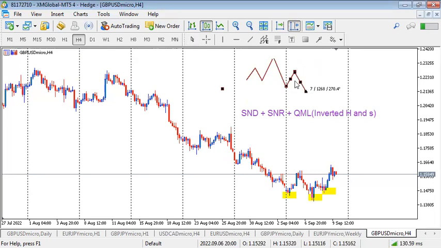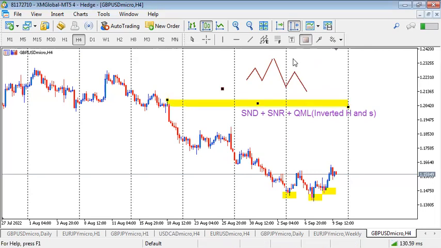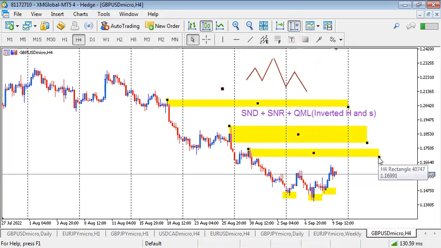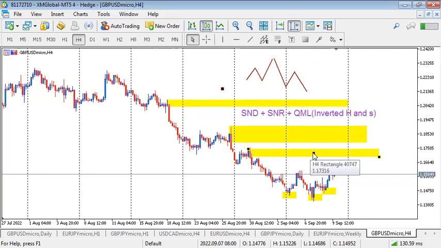So for a sell, this is what you're going to be looking for. Here, here, and then possibly here. Then you can use your fib tool to actually get an idea of how far price would go. So let's pull out our fib tool and see what we can come up with.